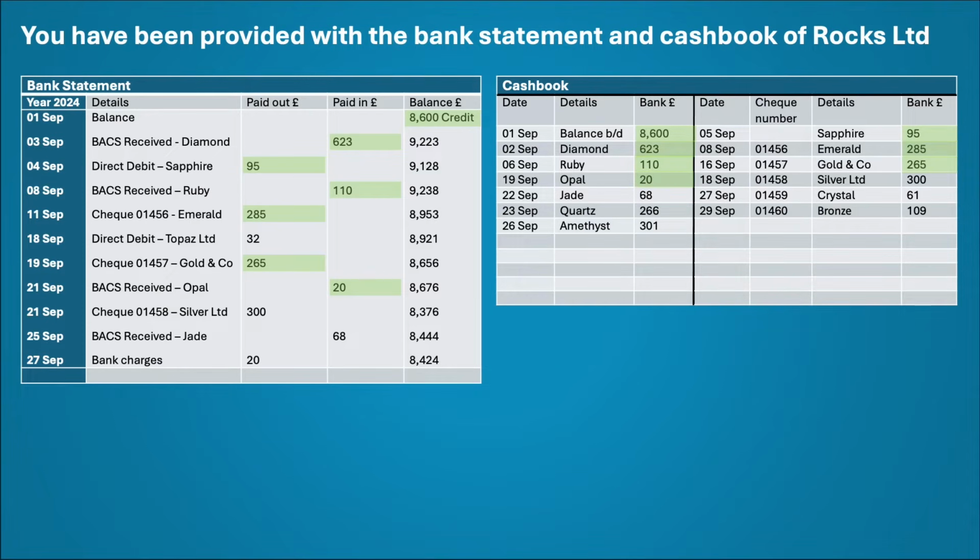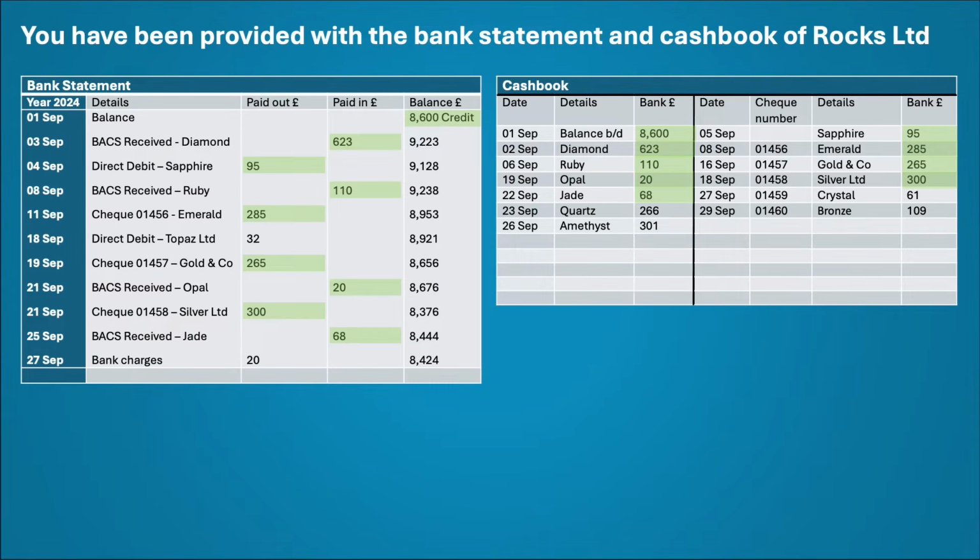We then have a cheque payment to Silver Limited of £300, which again we have in our cash book. We then have BACS received from Jade for £68, which again we have in our cash book. And then the last one is payment for bank charges, which we do not have in our cash book. So what that's meant is we now have two transactions that are in our bank statement that are not in our cash book. We can already see that we've got multiple transactions then that are in our cash book that are not on the bank statement.